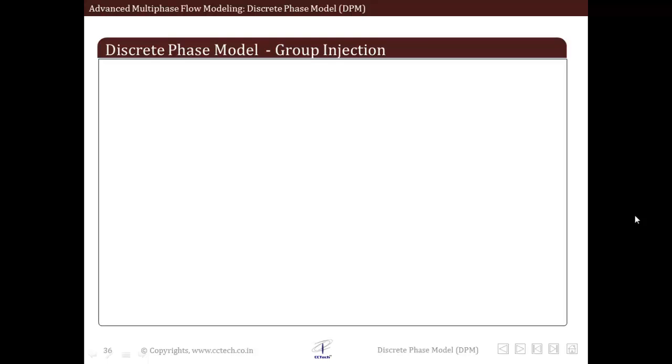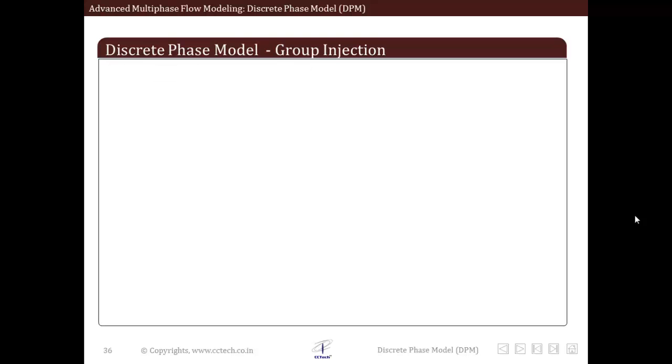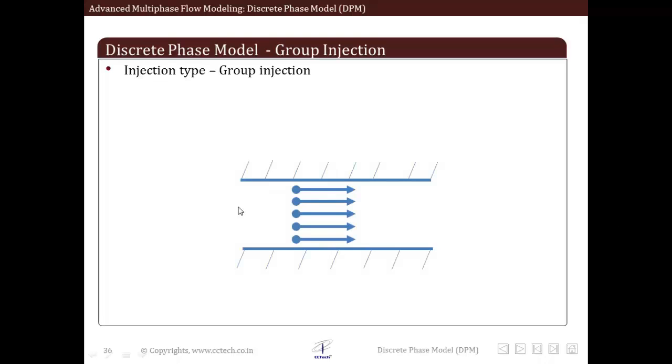Let us study the next injection type, which is group injection. As you can see in this pictorial representation, group injection means a group of streams of particles are injected.